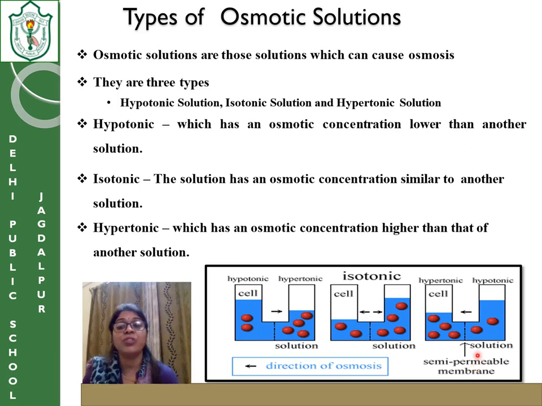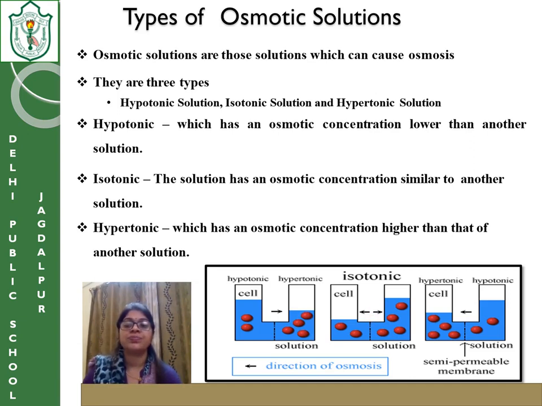But in this case, if the cell is having less water and outside in the environment more water is there, that means the environment is hypotonic and the cell is hypertonic. So what will happen? From outside to inside, the water will move towards the cell. The cell will become turgid. Turgid means swell up. And in the first case, the cell will become flaccid. That means it will shrink.